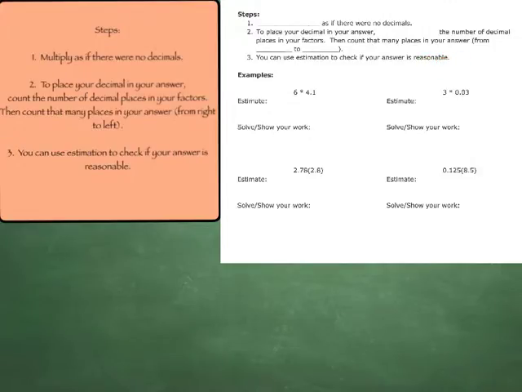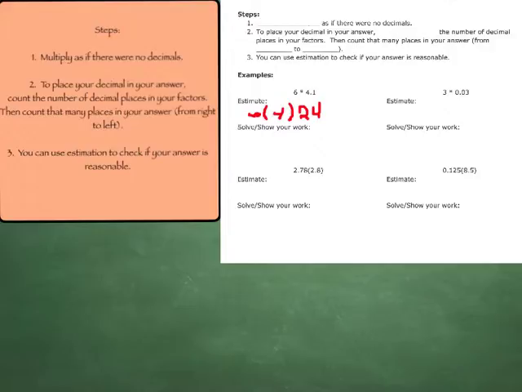Let's begin with problem example number 1. 6 times 4.1, let's first estimate. 6, we can leave it as 6, times 4.1 is about 4. So 6 times 4 is 24.